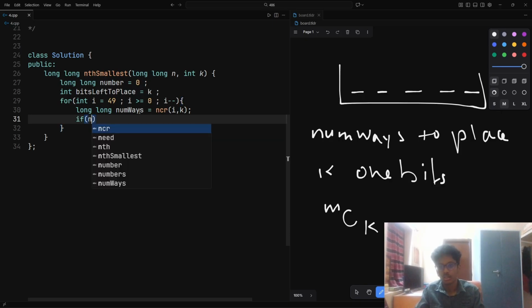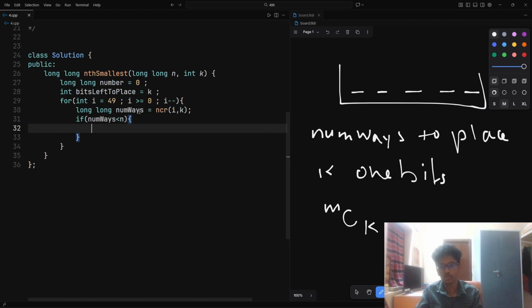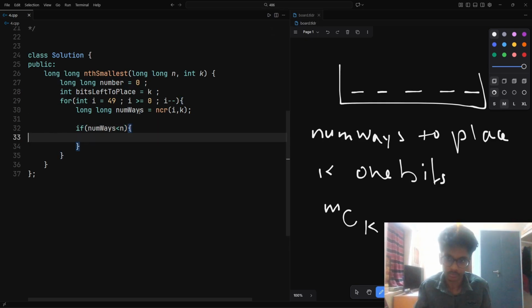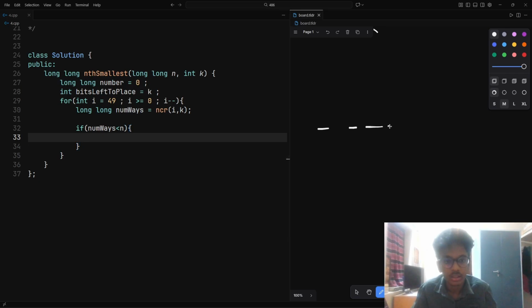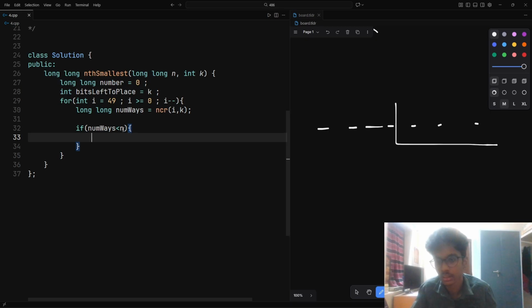And if there are less than n number of ways, when are we entering this if statement? Observe carefully. If these are the blanks, we are entering this if statement when we first discover that I don't have enough number of ways. That means every time I ensure that there are at least n number of ways to place.